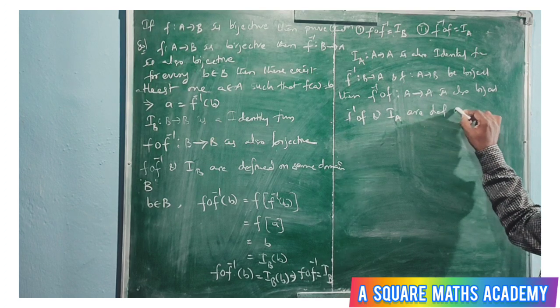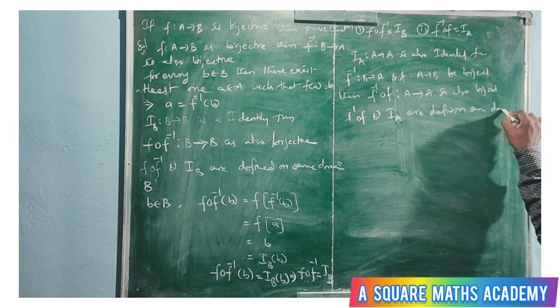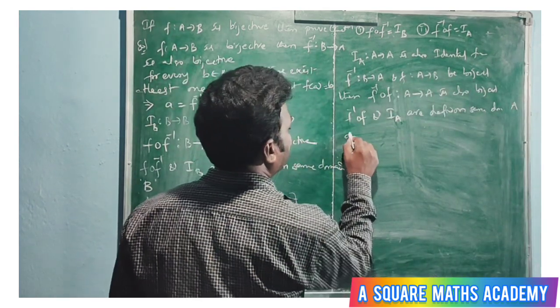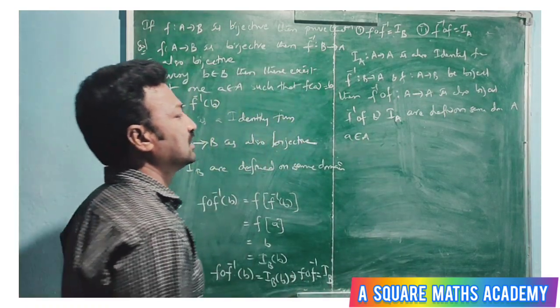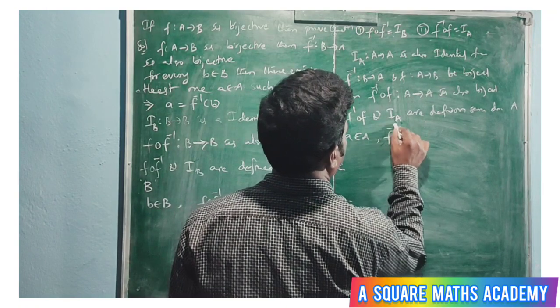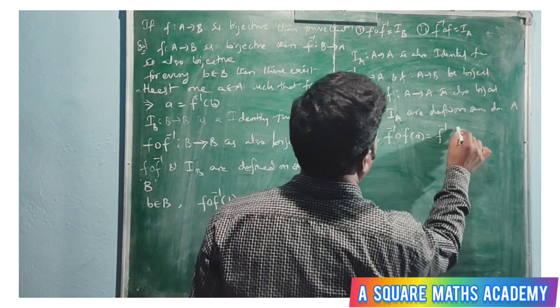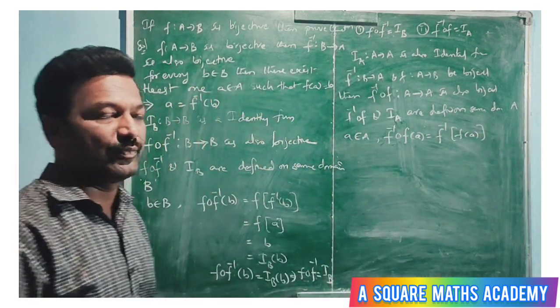చూడండి. సో f inverse circle f అండ్ IA ఆర్ డిఫైన్డ్ ఆన్ సేమ్ డొమైన్. ఏంటది? A కదా, సేమ్ డొమైన్ A. సో దట్స్ వై వి టేక్ హియర్ a belongs to A. a belongs to A. So f inverse circle f of a equals to f inverse of f of a we write now. That equals to IA we prove here.